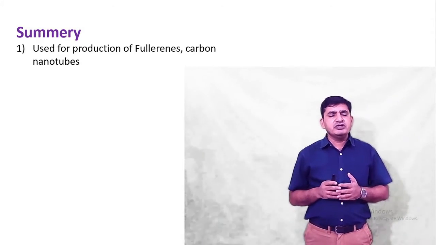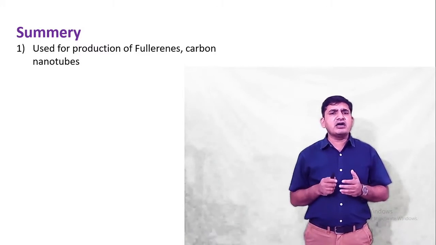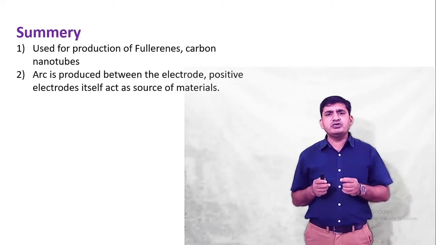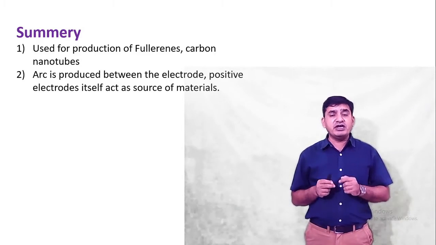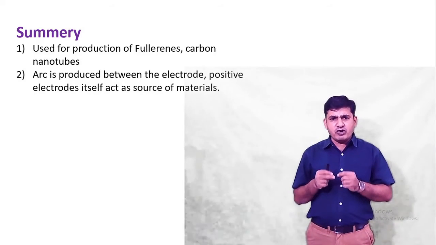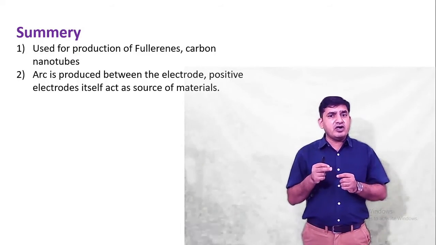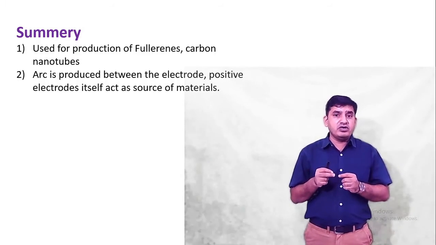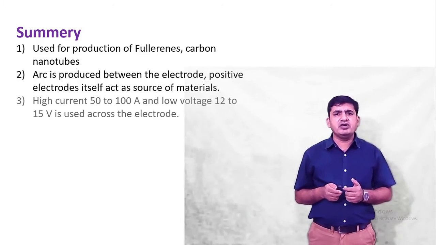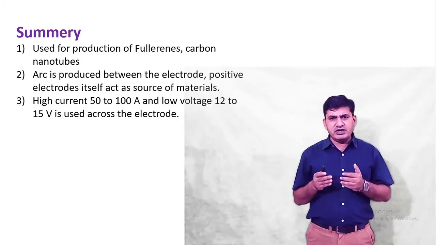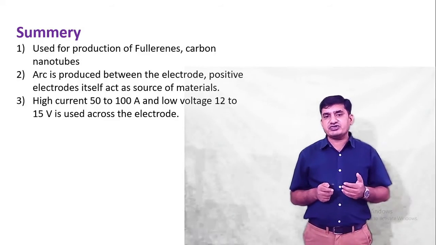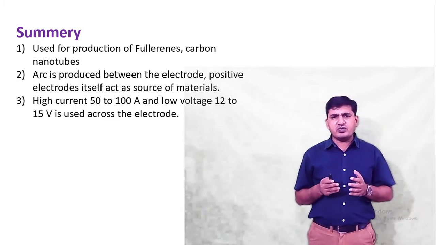So in this lecture we discussed electric arc deposition, which is used to produce fullerene and carbon nanotubes. An arc is produced between two electrodes. The positive electrode itself acts as a source material, and from this electrode we get fullerene or carbon nanotubes. Then high current of about 50 to 100 ampere and low voltage of about 12 to 15 volt is used across the electrodes. The distance between two electrodes is 1 mm.